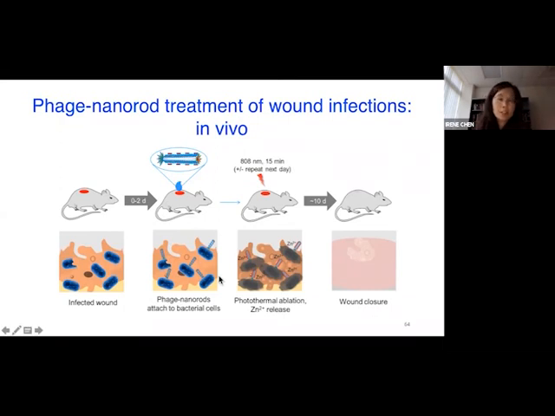We also made a version, which I won't really go into the details of, that also releases zinc. And zinc is kind of an ion that promotes wound healing. But we treat with the phage nanorods and then follow wound healing over time.